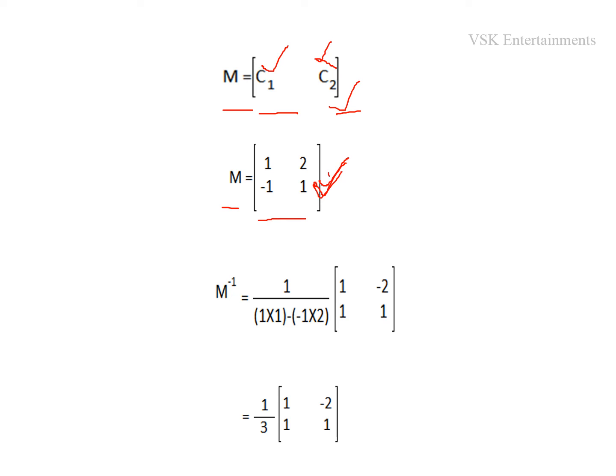The inverse of a 2 by 2 matrix is 1 by AD minus BC into, we are going to interchange these two elements and we are going to complement these two elements. Therefore, M inverse is equal to 1 by AD minus BC. That is AD is 1 into 1 minus 1 into 2. That is this one into, we are going to interchange these two, 1 1, and we are going to complement, so minus 2 1. So we are going to get M inverse is equal to 1 by 3 into the matrix 1 minus 2 1 1.